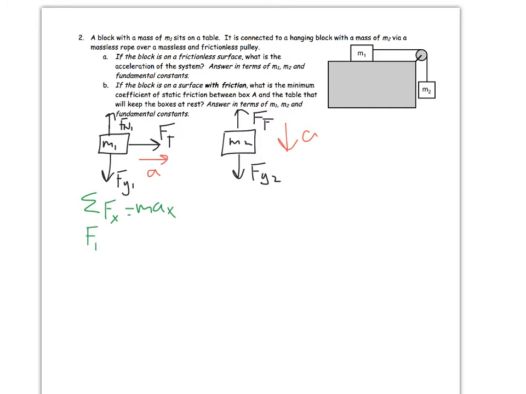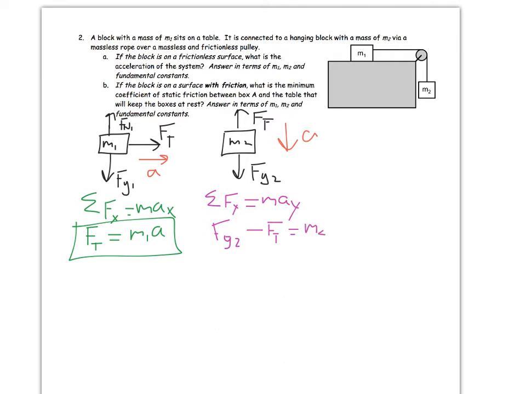So I can say Ft equals m1 times that x acceleration. Can't really do much more with that equation as of now. For m2, when I go ahead and set that one up, I'm going to make down be the positive direction for this case. So I'm going to say Fg2 minus Ft equals m2a.